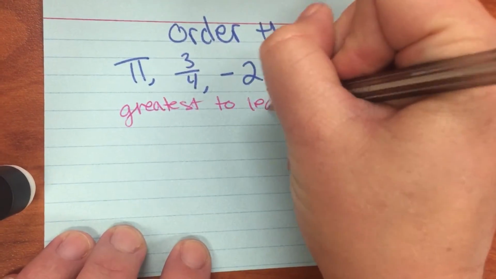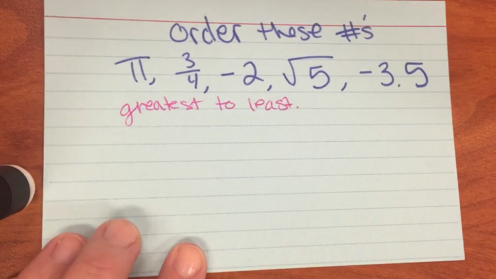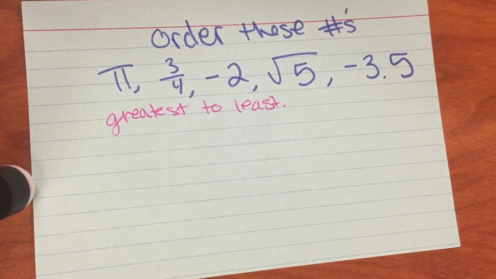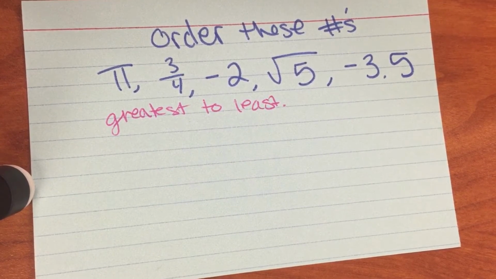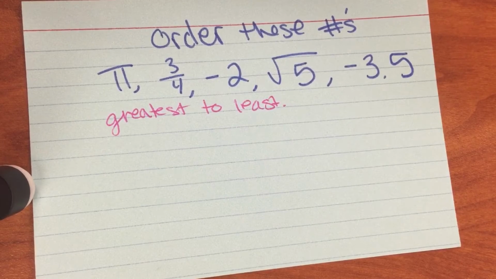I should have written that in. I'm sorry. Greatest to least. We've got pi, 3/4, negative 2, square root of 5, and negative 3.5. Oh my gosh, all different kinds of numbers, rational and irrational. Okay, what did we say step one was to do? We need to convert them all into decimals.